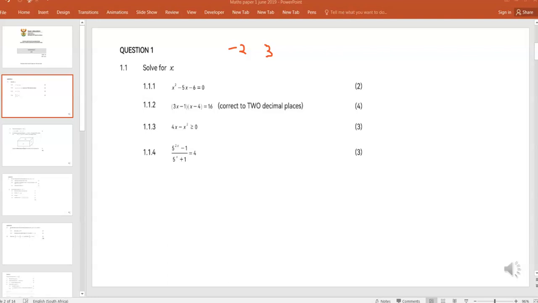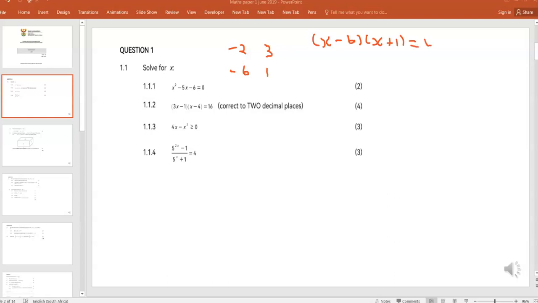But if I use -6 and 1, for example, -6 plus 1 will give me -5. So my two factors can be -6 and +1. So you can have x minus 6, and then the other bracket will have x plus 1 as your two factors. Remember, you must equate the whole thing to 0. So the other one will be x plus 1 equals 0.